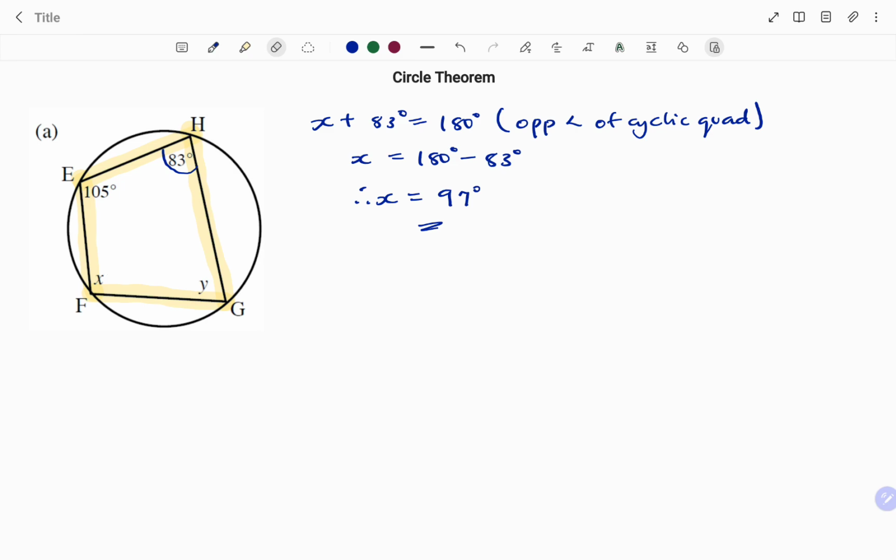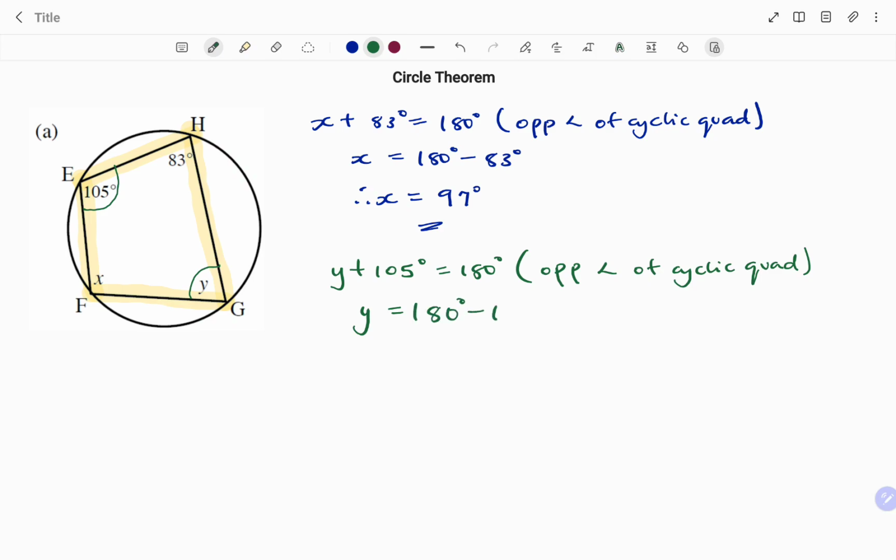Likewise, to find y, we have the angle y as shown, and the opposite angle is the angle at E, which is 105 degrees. So using the same circle theorem that states that the opposite angles of a cyclic quad are supplementary, we have the angle y plus the opposite angle 105 degrees is equal to 180 degrees. Same reason, opposite angles of a cyclic quad are supplementary. So therefore, the value of y, taking 105 degrees to the other side, we have 180 degrees minus 105 degrees. Therefore, the value of y is 75 degrees.